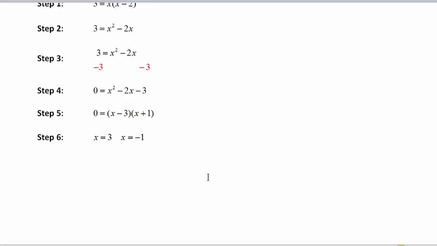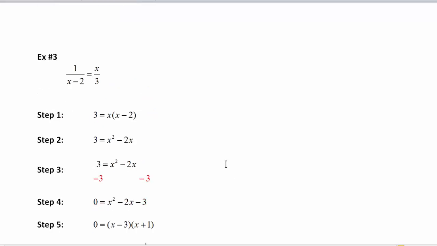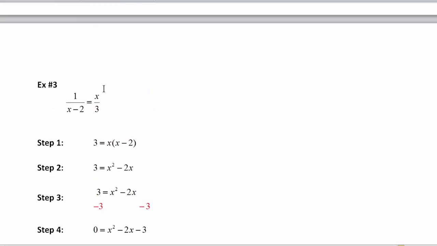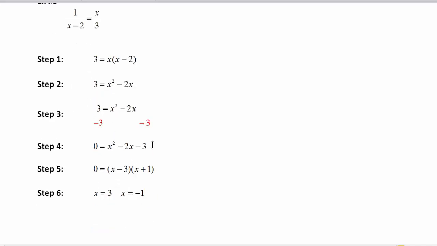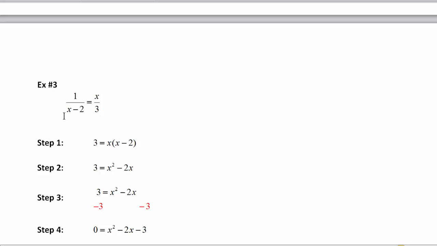So I'm left with x equals 3 and x equals negative 1 as my solution. So I guess what we're saying is if I put in negative 1 for x here and here, both sides will be equal. If I put in a positive 3 for x here and here, both sides of the equal sign will be equal as well, or both sides of the equation.